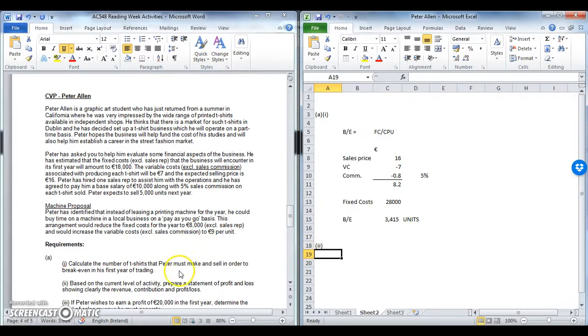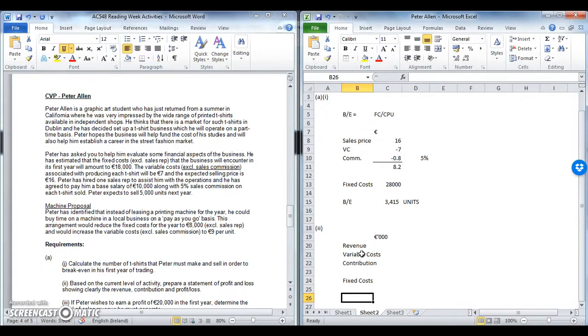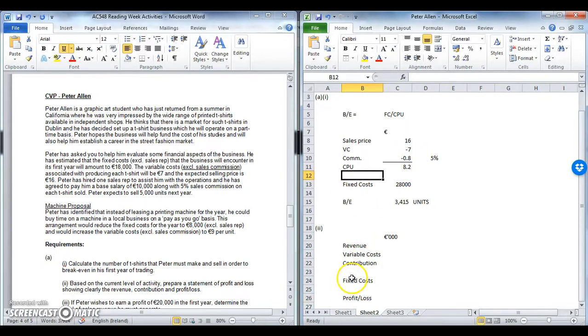So A, part 2 asks you, based on the current level of activity, which you know here is 5,000, prepare a statement of profit and loss showing clearly the revenue, contribution and profit and loss. So again, we'll do thousands. Revenue, variable costs gets you to contribution, and then you have fixed costs, and once you take away your fixed costs, you come to profit or loss. Alright, so you need to understand how the actual statement of profit and loss looks. It's revenue first, take away your variable cost, gets you to your contribution. Then take away your fixed costs, and that will get you to your profit or loss.